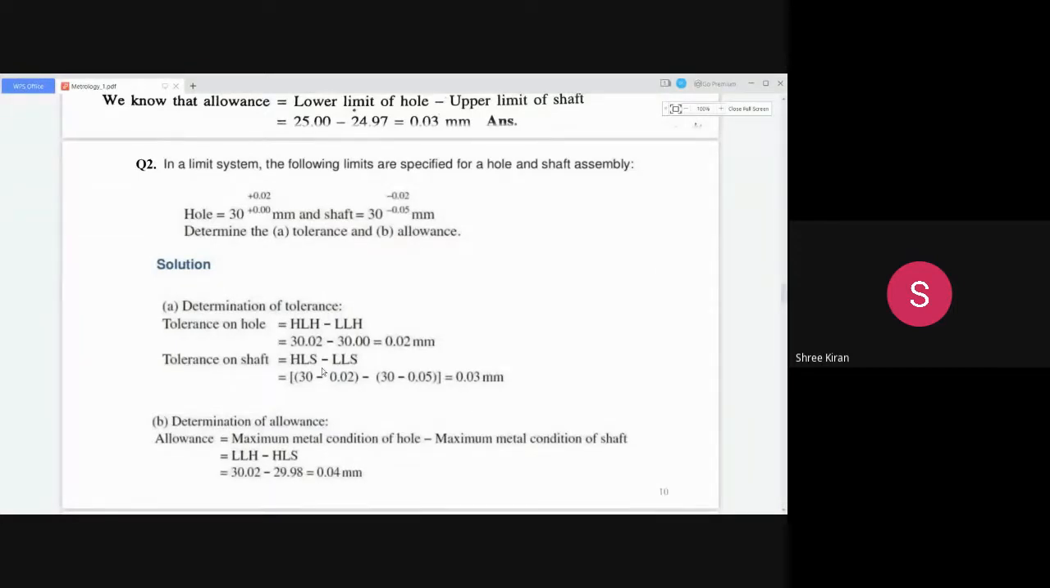Siraj, you are able to see the screen, right? Yes, sir. So in the limit system, the first case we are discussing is about the tolerance, where we have a limit, and the different types of limits also.